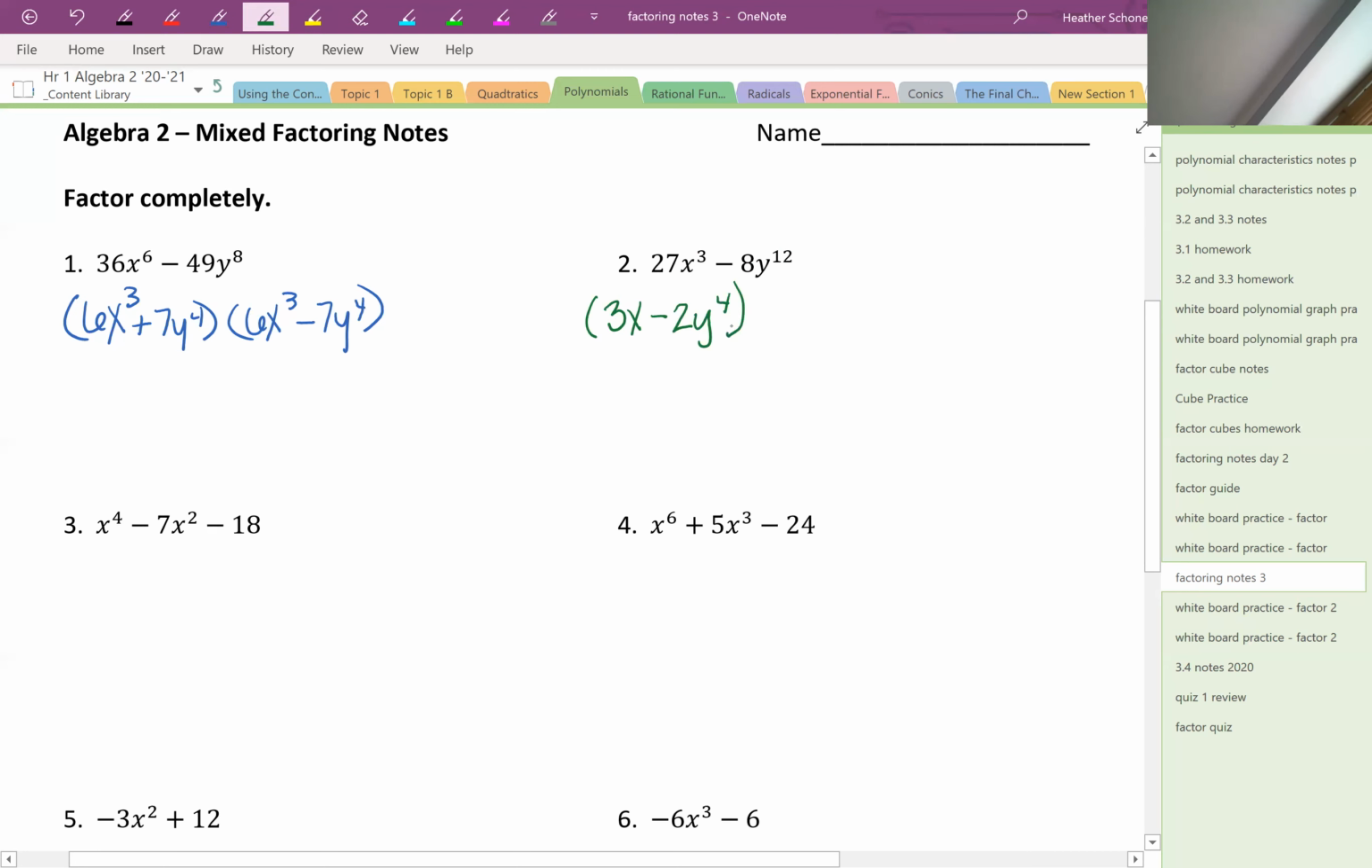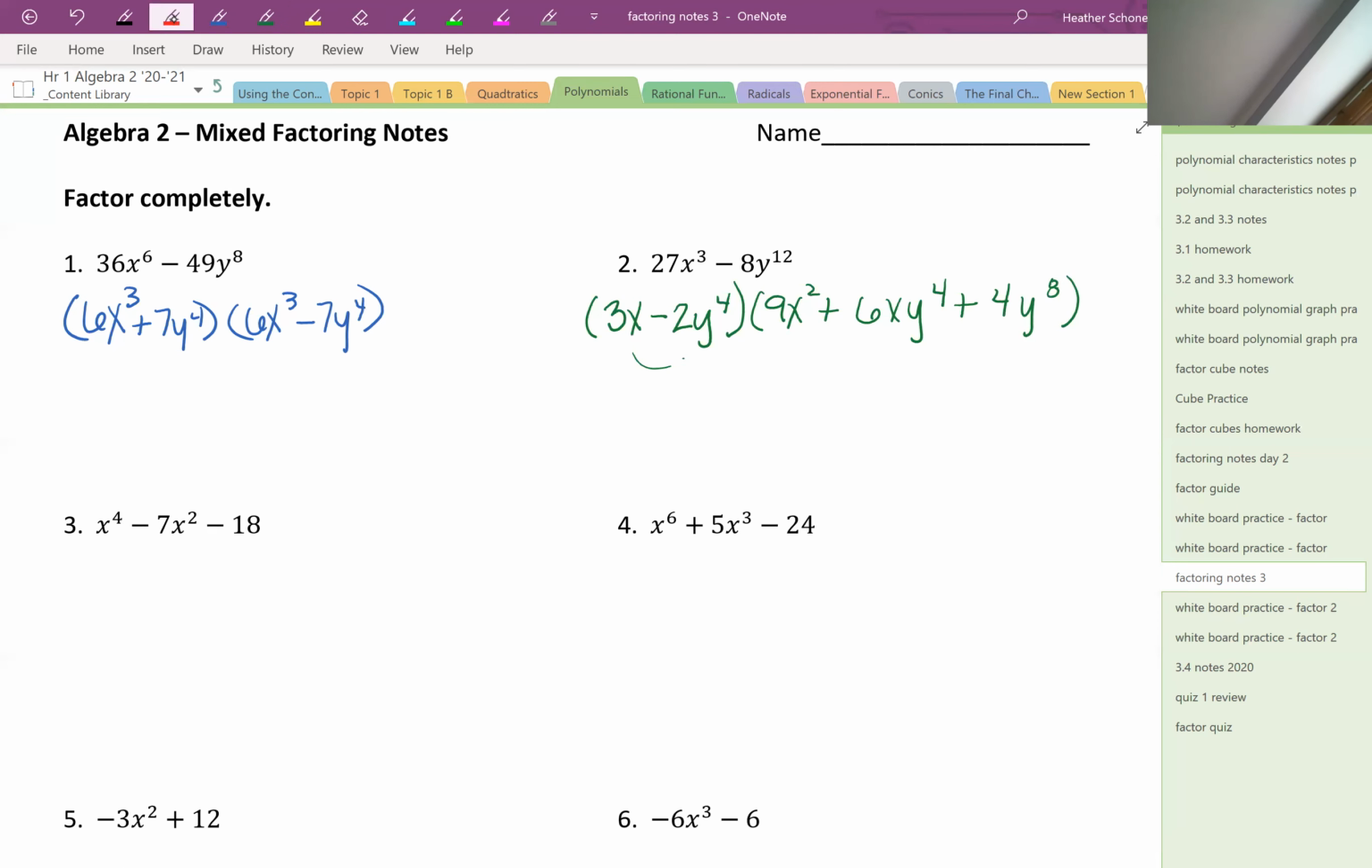That's the first parentheses. The second parentheses, you got to square 3x, and we get 9x squared. Change the sign, multiply the two things together. So I get 6x y to the 4th. The last sign is always plus, and then I square 2y to the 4th. 2 squared is 4, and y to the 4th squared, I'm multiplying the exponent by 2, so I get y to the 8th.